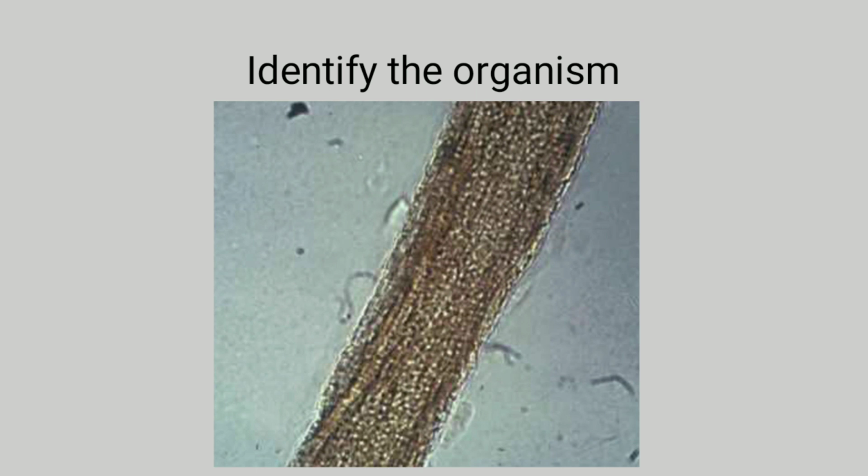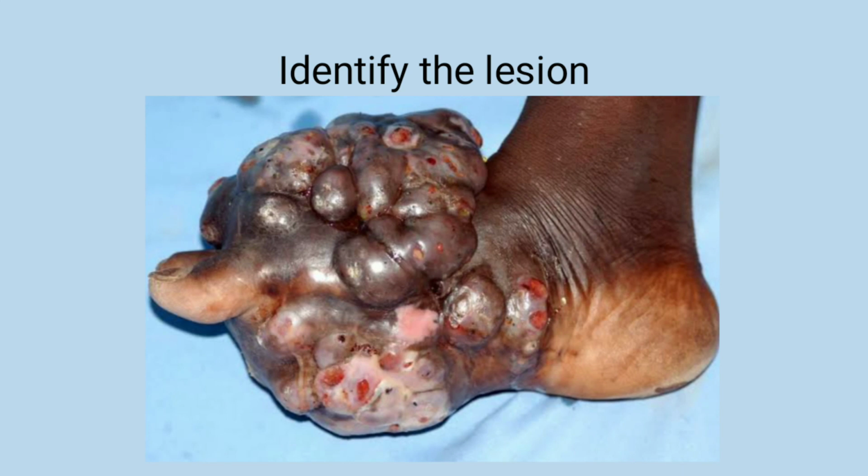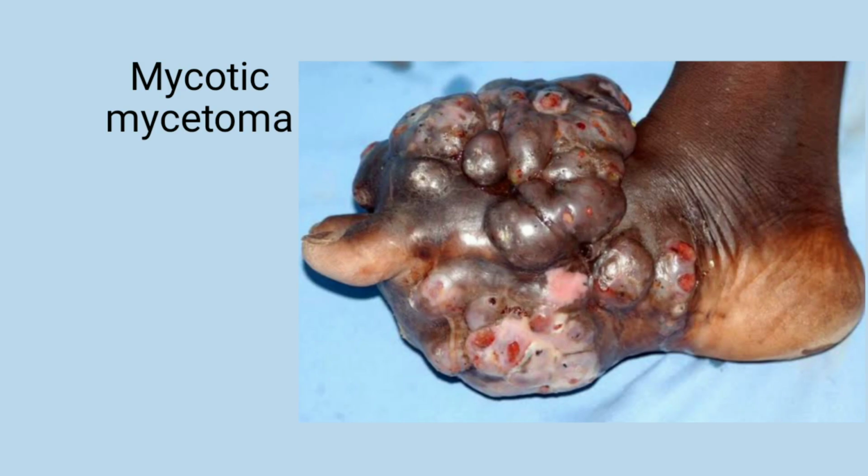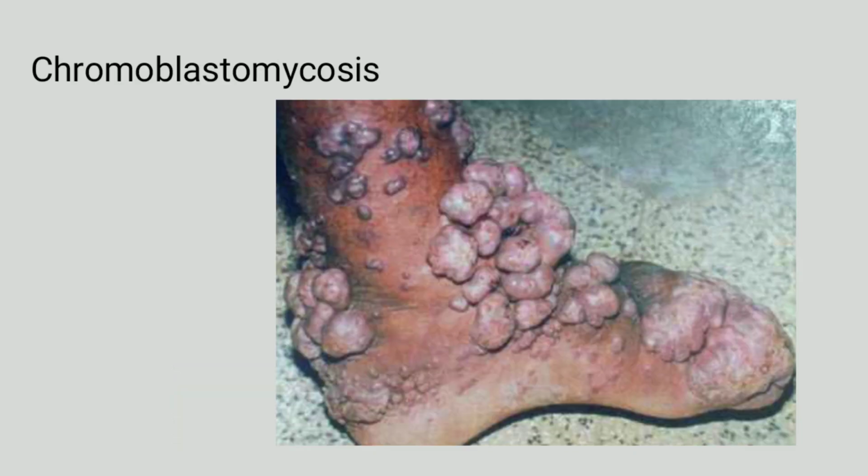Identify the organism. This is endothrix, in which arthrospore is present inside the hair shaft, caused by Trichophyton tonsurans, Trichophyton violaceum and Trichophyton schoenleinii. Identify the lesion. This is mycotic mycetoma. Identify the lesion. This is chromoblastomycosis.